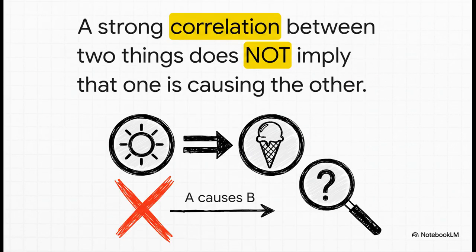Okay, but as we start finding all these exciting relationships in our data, we have to be so careful. This brings us to probably the single most important warning in all of statistics. Correlation does not imply causation. Just because two things move together doesn't automatically mean one is causing the other.